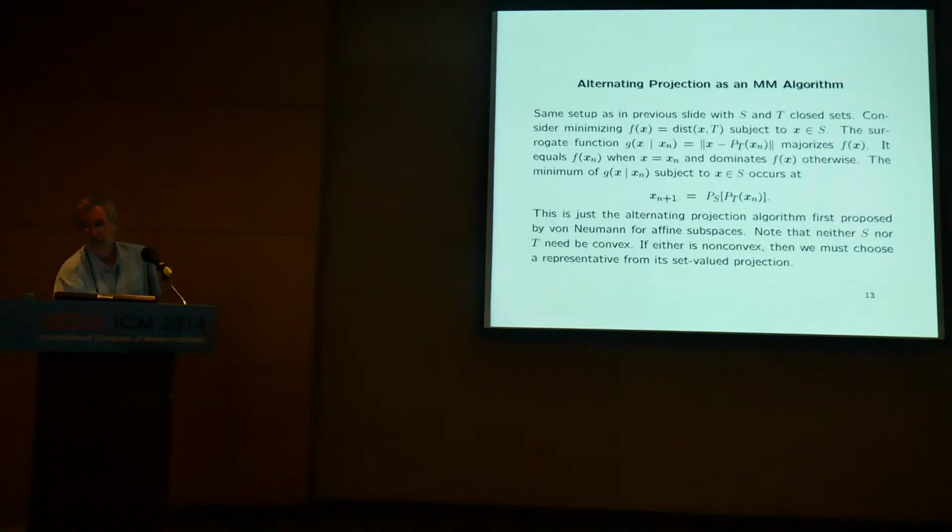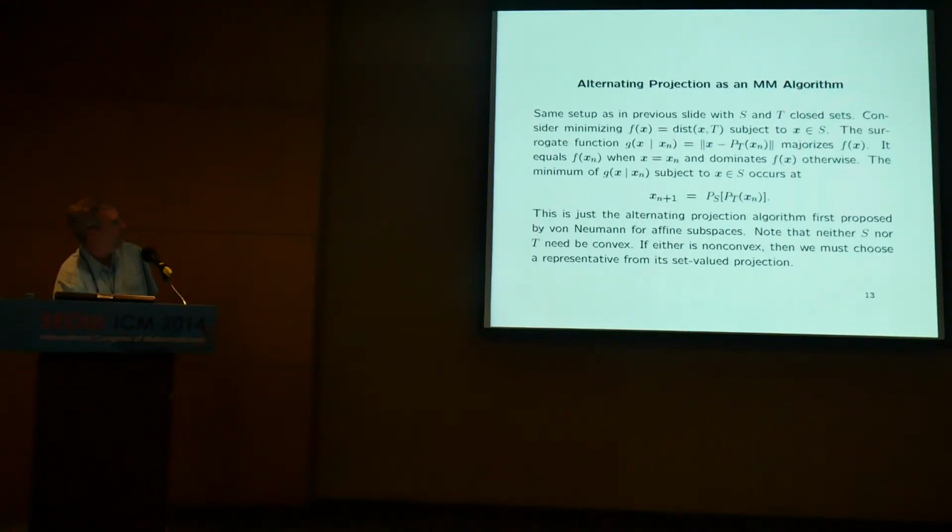If you want to look at alternating projection, you can do the same thing. So you have two closed sets, S and T. Now your objective function is the distance from x to T, but we're going to do constrained optimization, so it's subject to x being in S. So we want to minimize that distance subject to x being in S. We have a surrogate function, again, which is a Euclidean distance now to the set T from the current iterate. That majorizes the objective function. It equals the objective function when x equals x_n, and it dominates it otherwise. So it's a nice majorization.